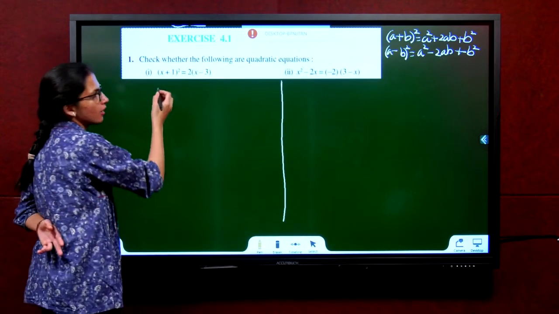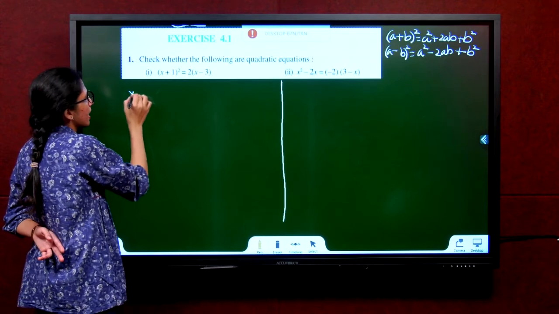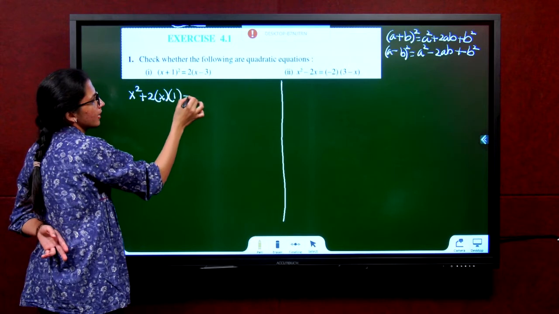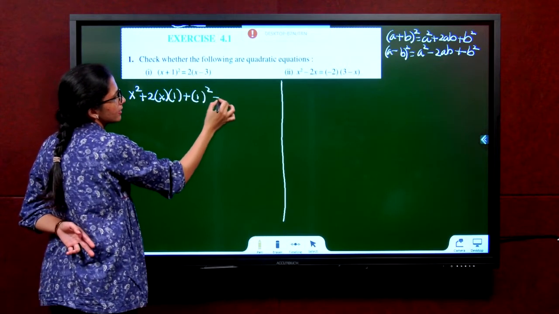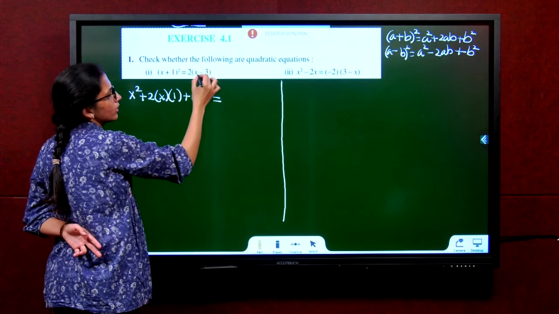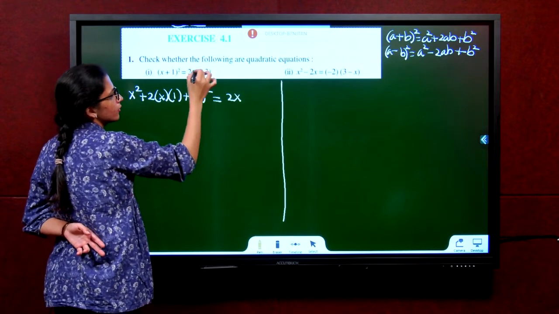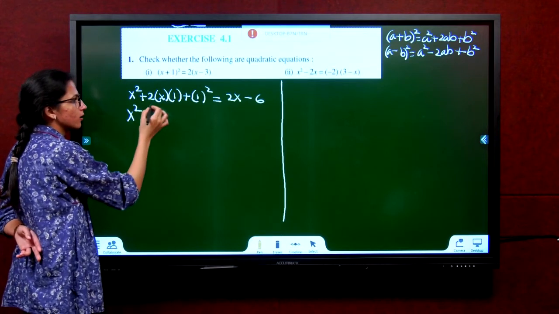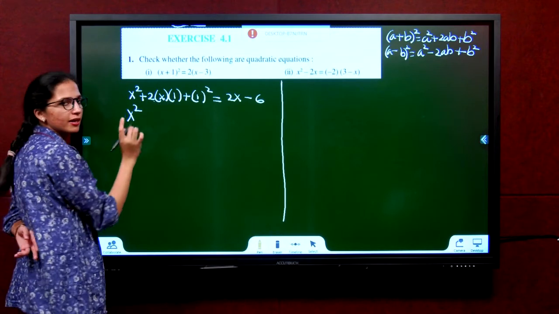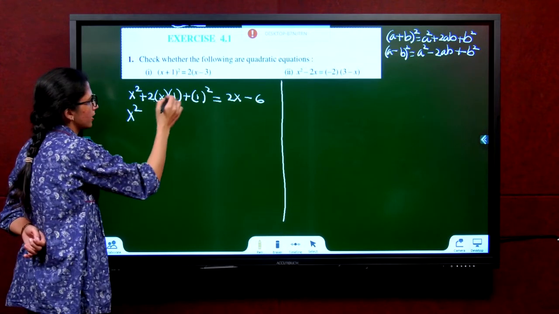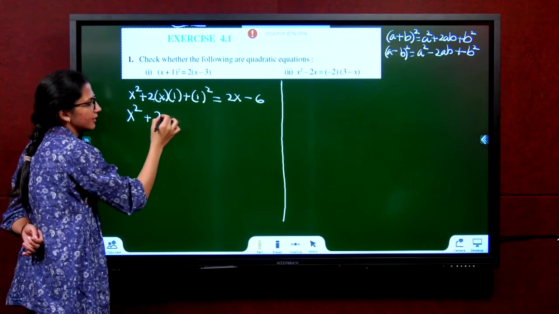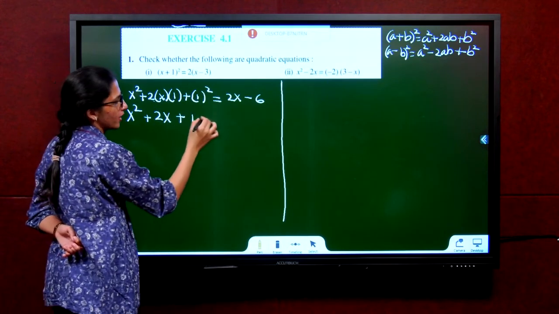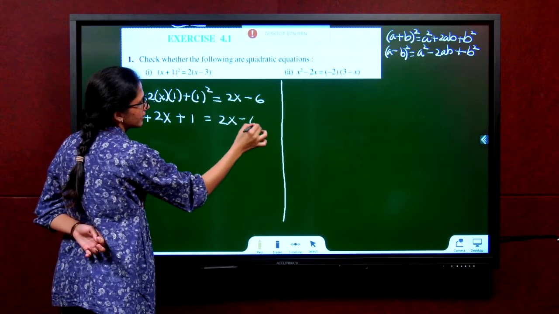Using that formula, x plus 1 the whole square is x square plus 2 into x into 1 plus 1 square, and that is equal to 2x, 2 into minus 3, minus 6. X square, 2 into x into 1. First multiply the numbers, 2 into 1, 2. With that there's a letter x, keep it as it is. Plus 1 square, 1, is equal to 2x minus 6.